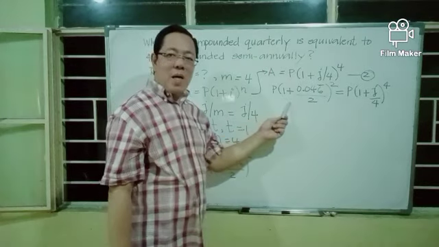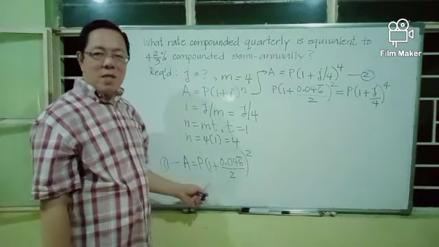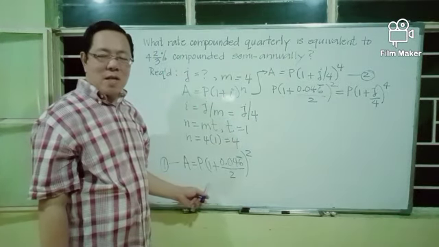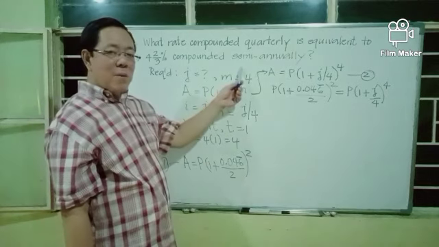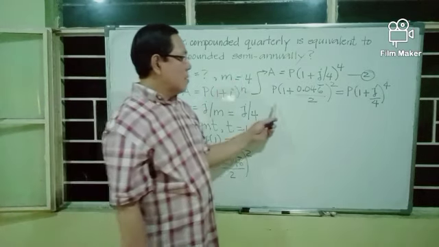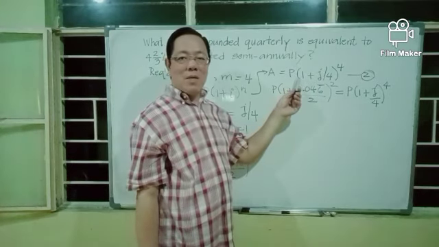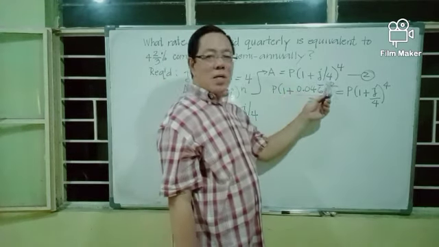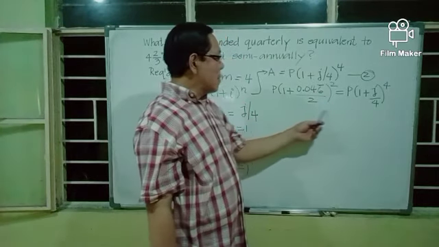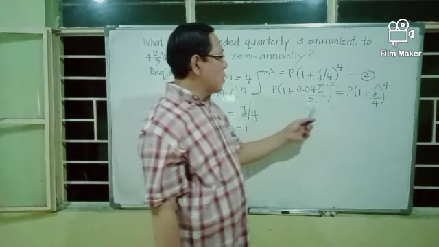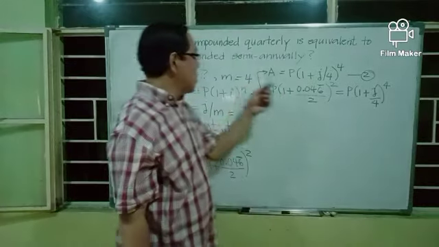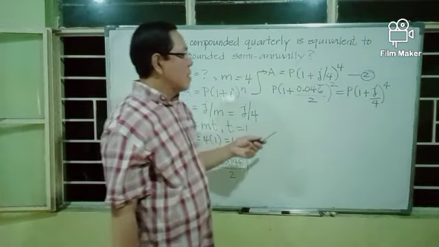The accumulated value at the given compound interest rate of 4 and 2/3% compounded semi-annually should be equal to the accumulated value at the unknown compound interest rate compounded quarterly. And it is from this equation that we will solve for J, the unknown compound interest rate.